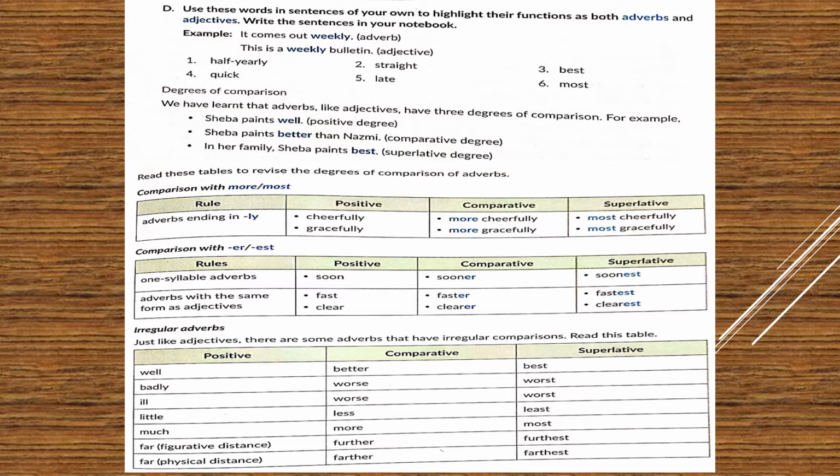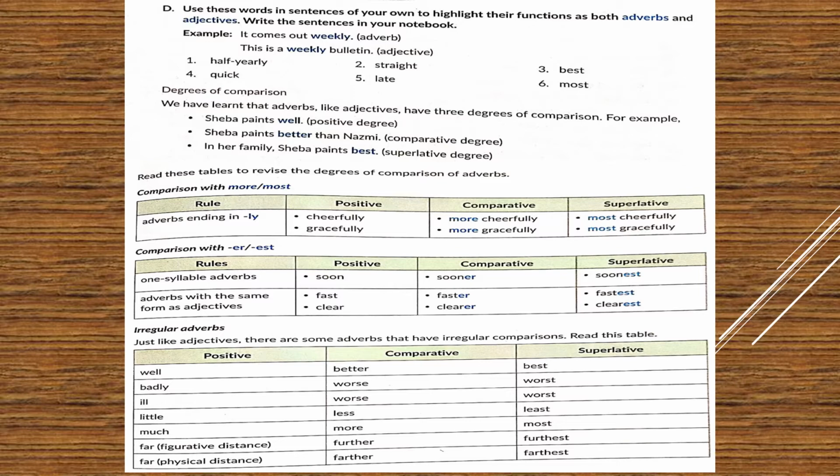Just like adjectives, even adverbs can be compared. As you already know, if there is no comparison, it's called positive degree. If there is comparison between two, then it is comparative degree. And if it is compared between more than two, it's called the superlative degree. Now the adverbs that end in ly use more and most to change into comparative and superlative. For example, cheerfully becomes more cheerfully, most cheerfully.